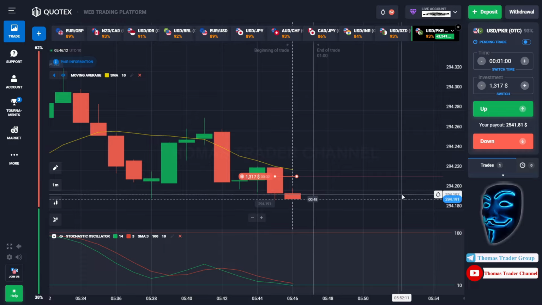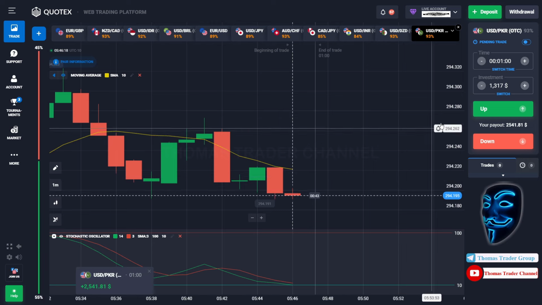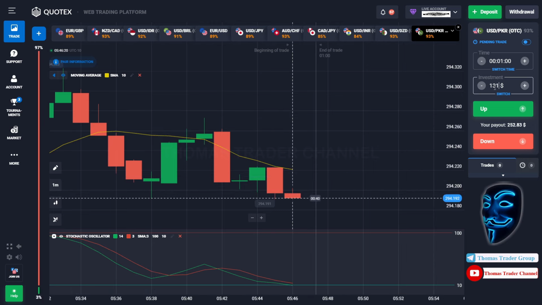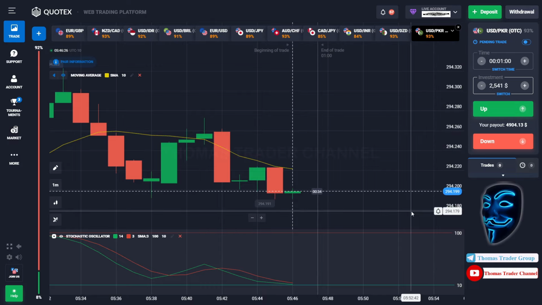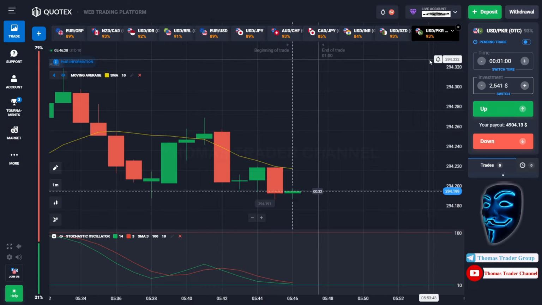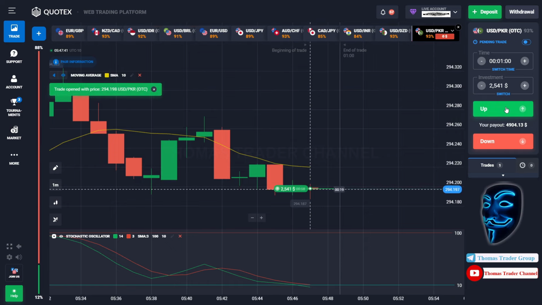We made a right prediction over here. We made a profit of $2,541. Let's change our investment into $2,541. And let's find the other market. Over here we can open buy for 1 minute.